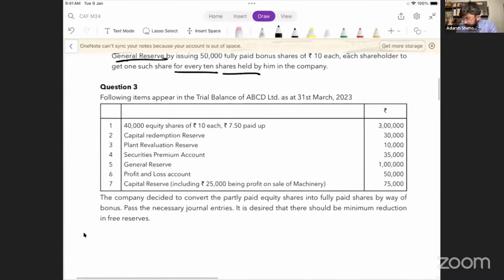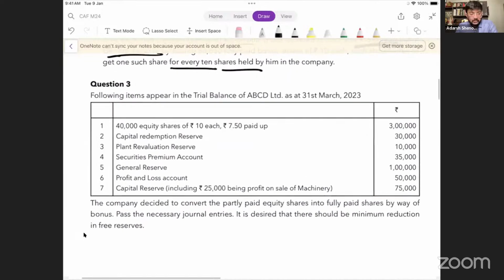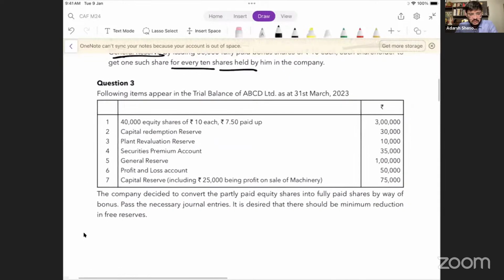Let's look at the third question. This is not there in the ICA material. You can just click a screenshot of this. This is with regards to the bonus call. Bonus call is the only question missing from the ICA material, so I've added one more. Let's do this.